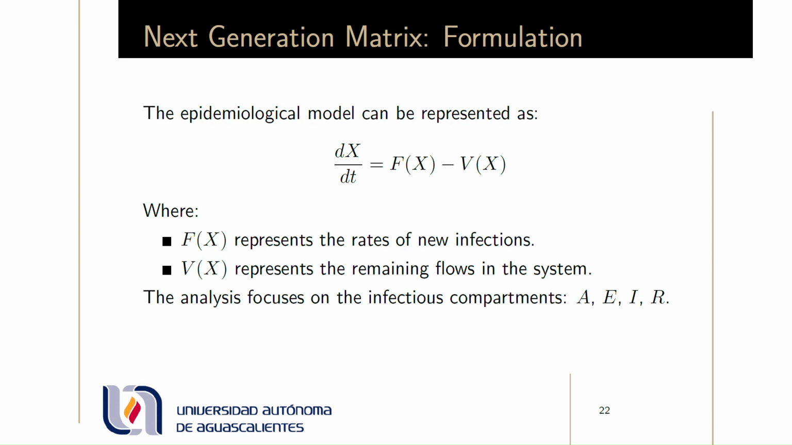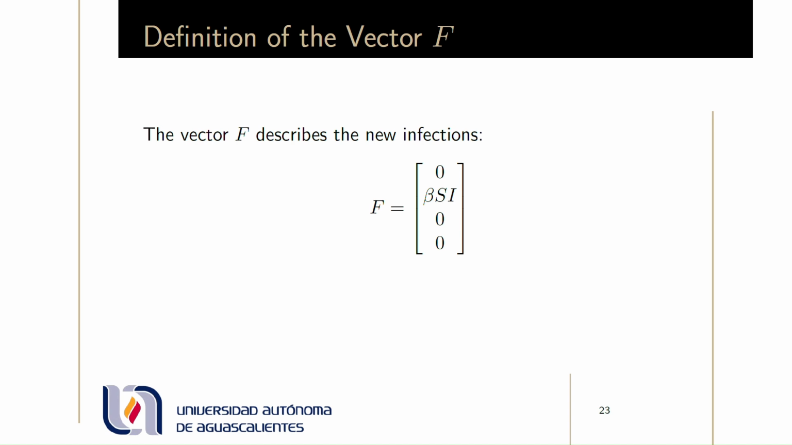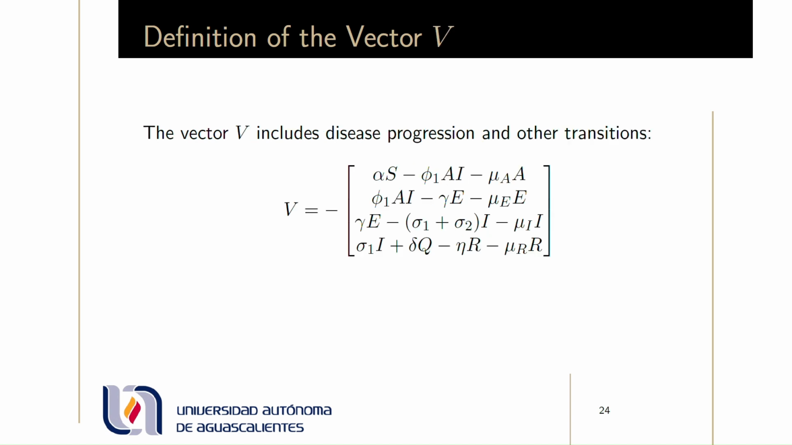Here F represents new infections. We focus on the infected compartments A, E, I, and R. This is the F vector, which represents new infections in the system. In this case, only the second entry is non-zero, beta S I, from susceptible to exposed. The V vector includes all other transitions, like antivirus application, propagation, and recovery. It combines the terms alpha S, phi1 I A, and zeta E, etc., and represents loss from infection states.